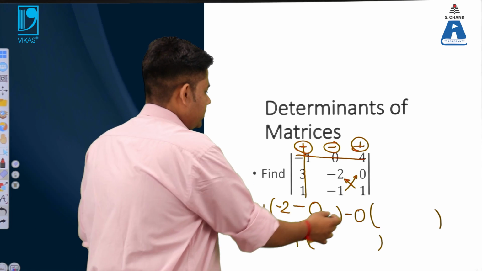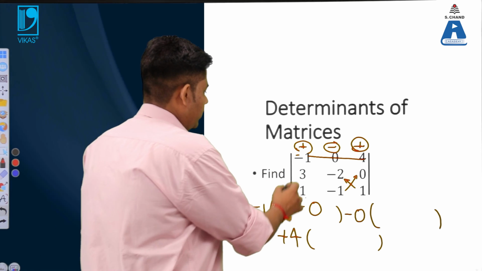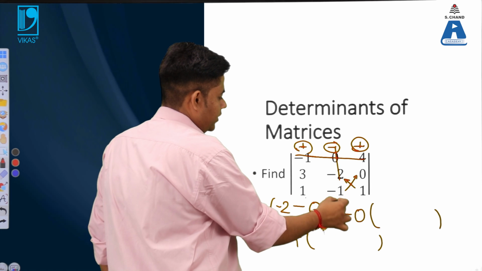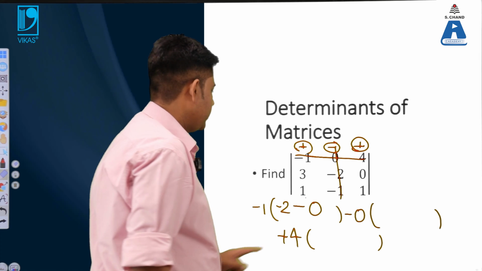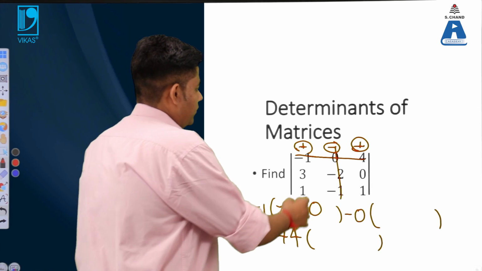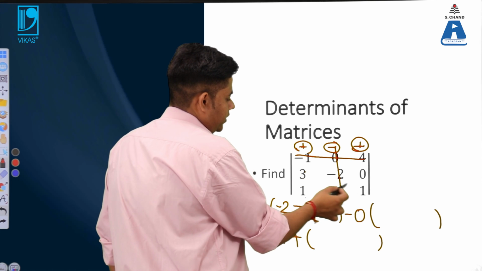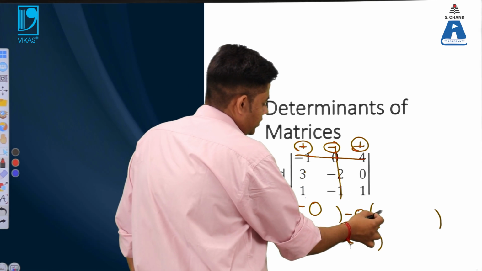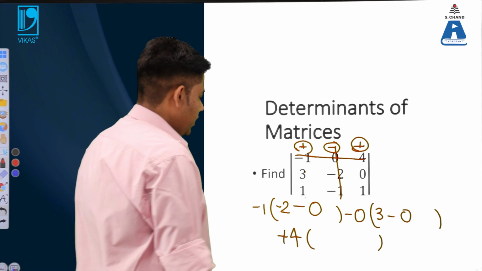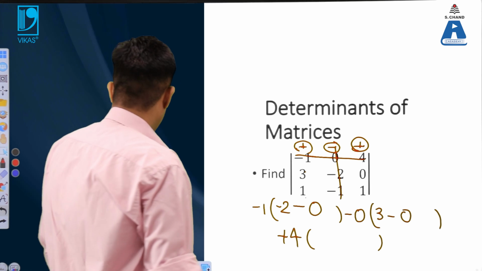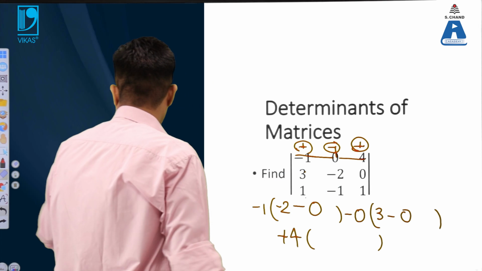For minus 0, what we need to do is remove the first row and the second column. For the minus 0 situation, herein you will get 3, 0 and 1, 1. For this you will multiply these two numbers, 1 into 3, it is 3, minus 1 into 0, it is 0. Then for the third part, you have to remove the first row and the third column.